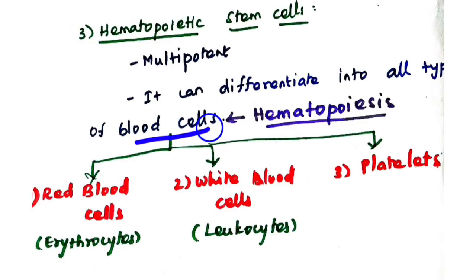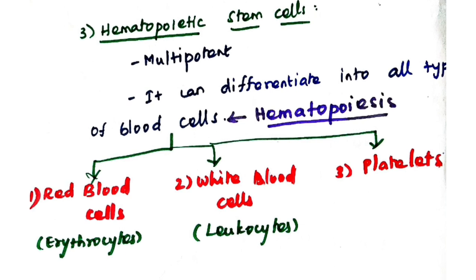In blood cells we have three types. One is red blood cells, then white blood cells, and the third one is platelets. Red blood cells are also known as erythrocytes, and the function of red blood cells is to transport or carry oxygen from the lungs to the body's tissues, and remove the carbon dioxide from the body's tissues and return this carbon dioxide to the lungs to exhale from the body.